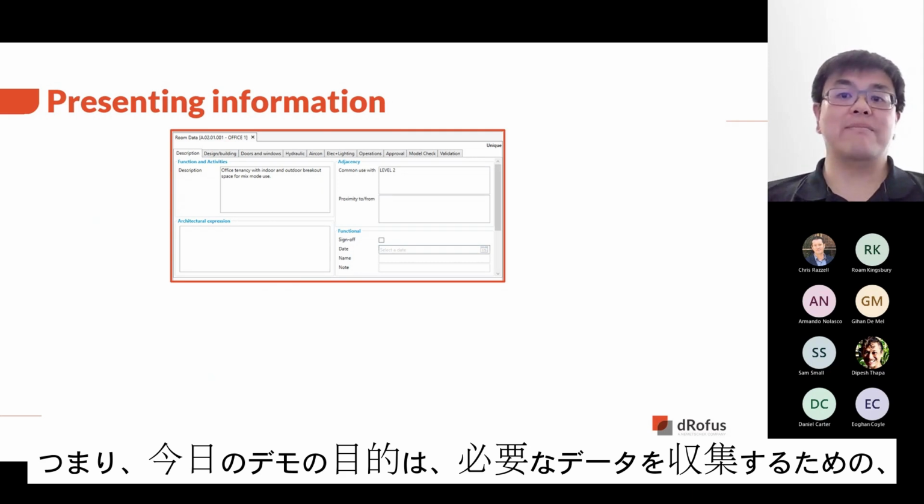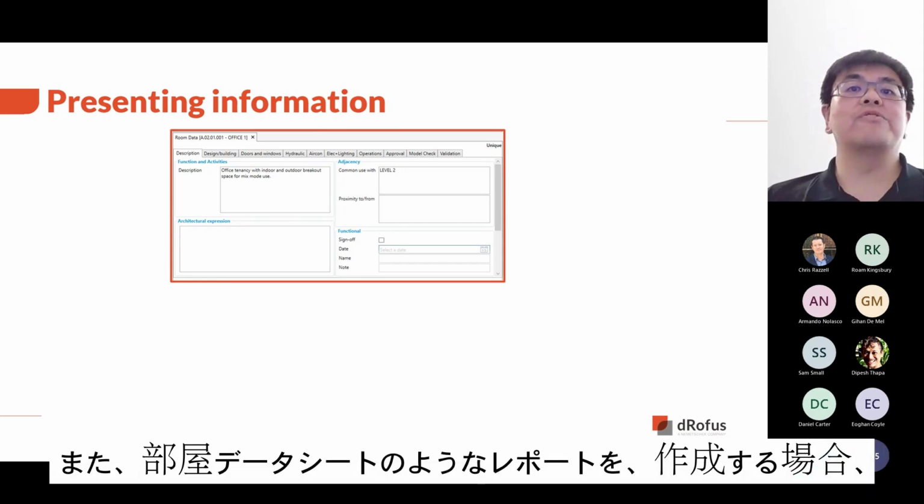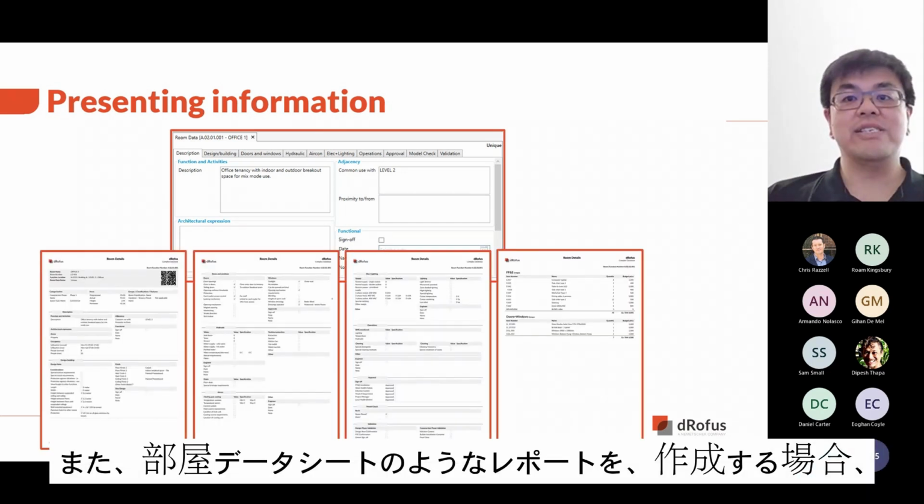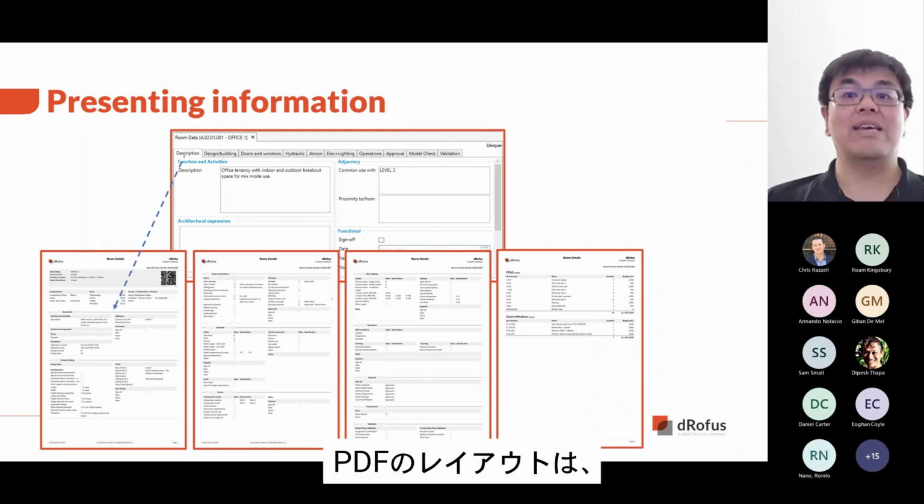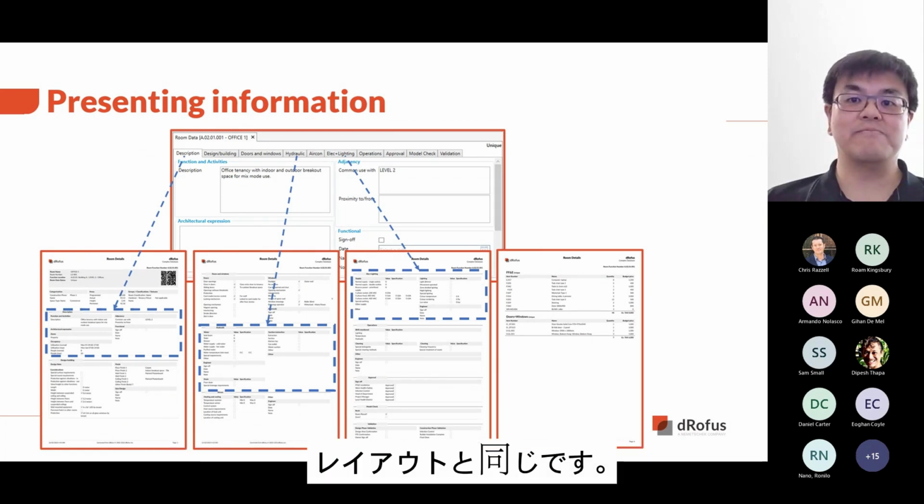So the outcome for today's demo is to show you how to set up the user interface to collect the data you need. And when you create a report such as a room data sheet, the layout in the PDF is the same as that in the user interface within the software.